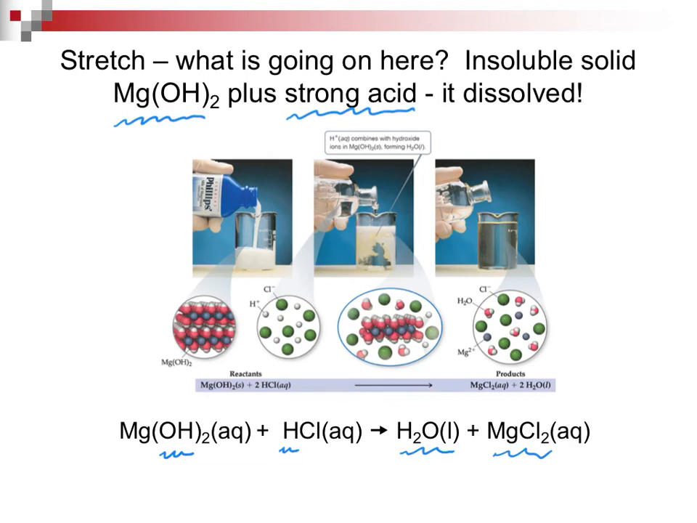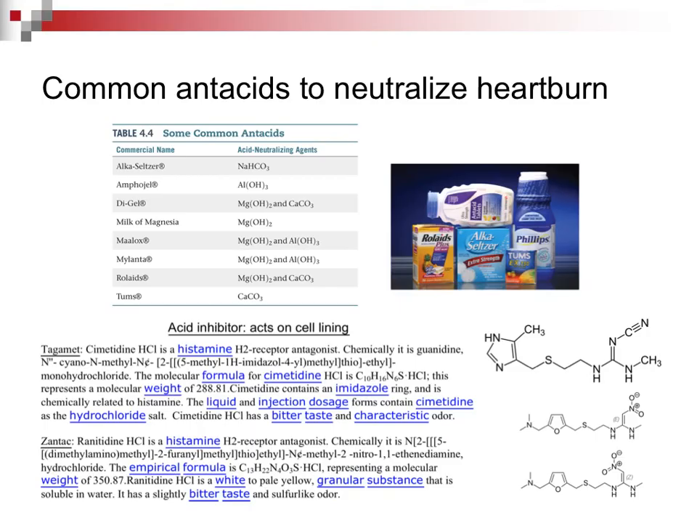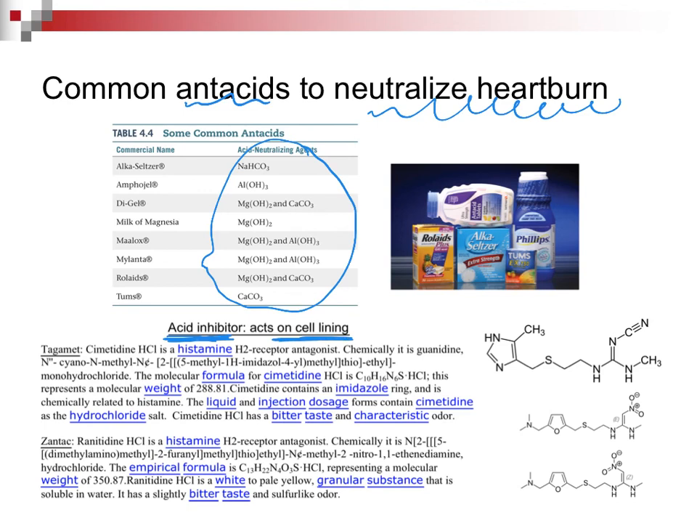So maybe you've heard people have acid indigestion, and they will take an antacid. Well, that's the last slide of this section. There are common antacids, and you may be surprised at the formulas. They're the things that we've talked about in this section. And what they do is they can neutralize heartburn. There's the pictures that you'd buy in the drugstore. There's their formulas. I have to mention, since a lot of you may be going into medicine, there's also things called acid inhibitors that act on the cell lining.